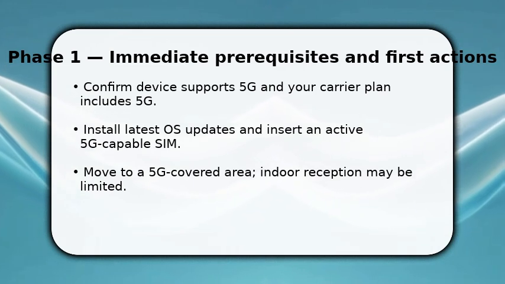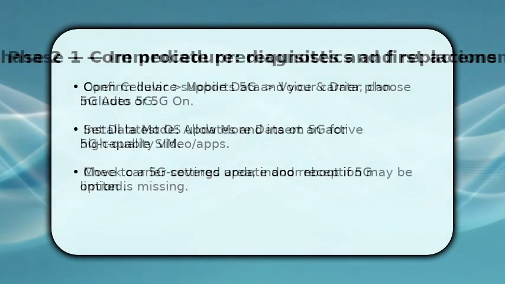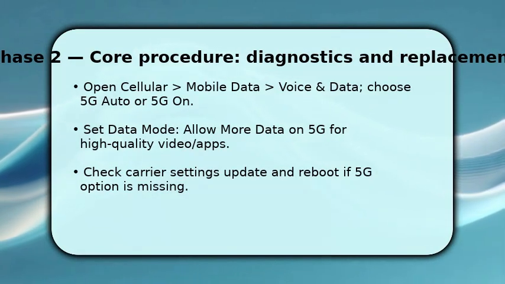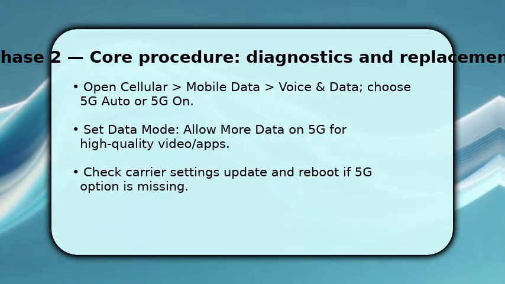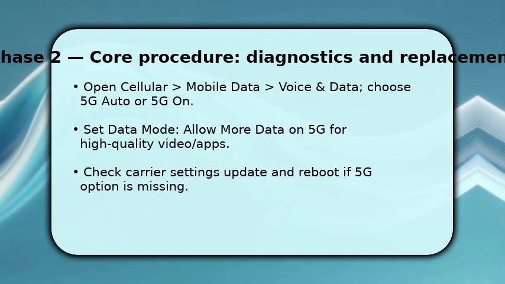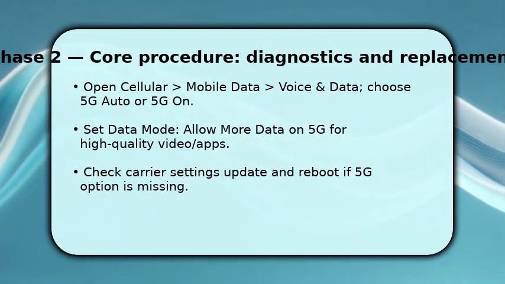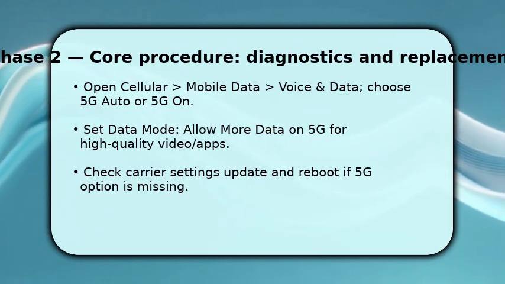You now take the detailed steps to activate 5G. Open voice and data and pick 5G auto for balanced battery use or 5G on for maximum speed. Then adjust cellular data options. Choose allow more data on 5G for better streaming and app performance.